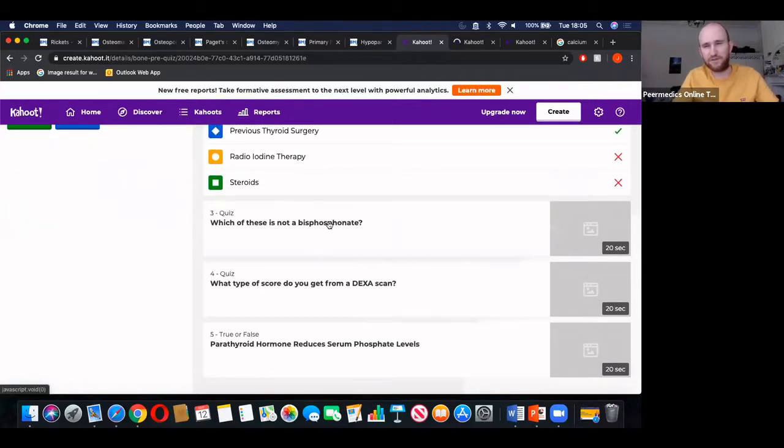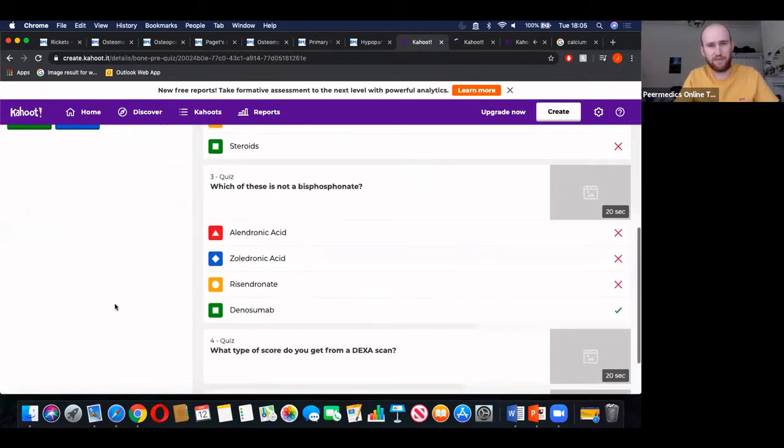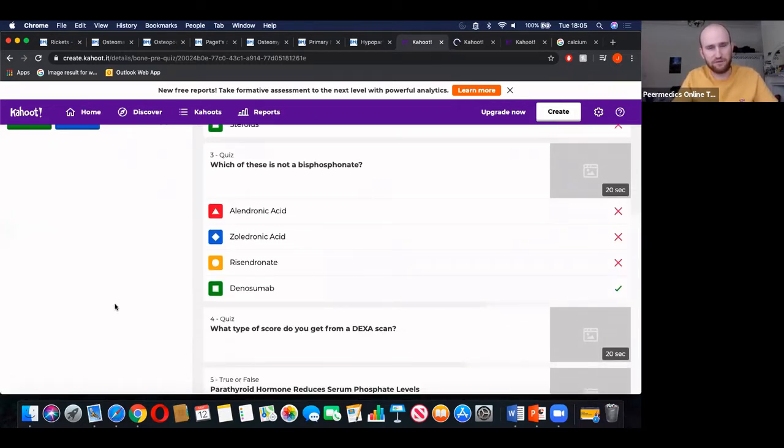Okay, then we're going to be discussing bisphosphonates a little bit when we talk about the management of some of these conditions we're covering. Which of these isn't a bisphosphonate? Alendronic acid, zoledronic acid, risedronate are all bisphosphonates. Denosumab is a monoclonal antibody that's used to block osteoclast activity. It's a RANKL inhibitor. We'll talk about that a little bit later. Okay.